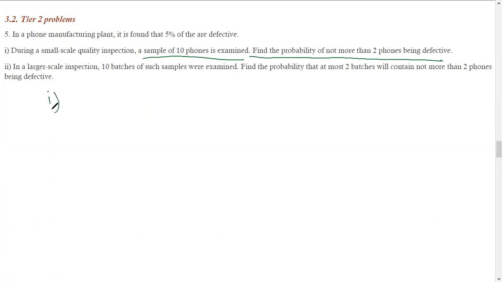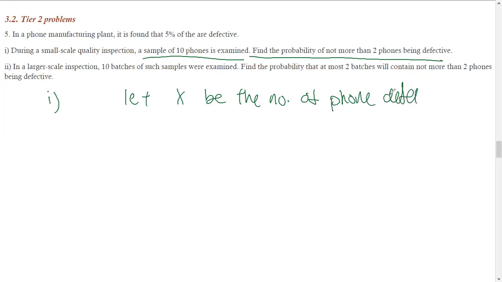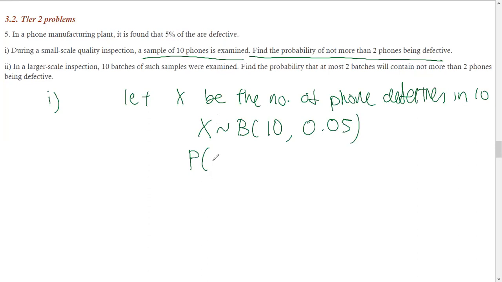Part 1 is simple. We let X be the number of defective phones. X will follow a binomial distribution of 10 phones, and the probability of being defective is 0.05. So we formulate the probability of not more than 2, so X must be less than or equals to 2. So press your calculator. Is this in DRV format? Yes. So this will give us the answer straight away.